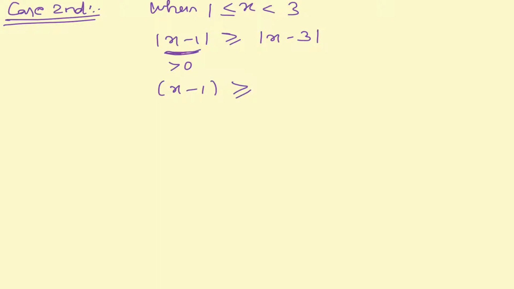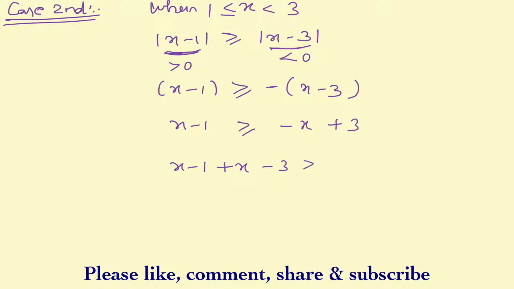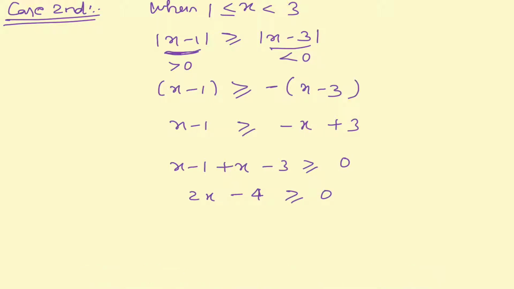If x is less than 3, say 1.5 minus 3, it is negative; 2 minus 3 is minus 1; 2.99 minus 3 also gives a negative value. So x minus 3 opens with a negative sign. That means x minus 1 is greater than or equal to minus x plus 3. Transferring the x, we get x plus x minus 3 minus 1 greater than or equal to 0, that is 2x minus 4 greater than or equal to 0. Taking 2 common, x minus 2 is greater than or equal to 0.